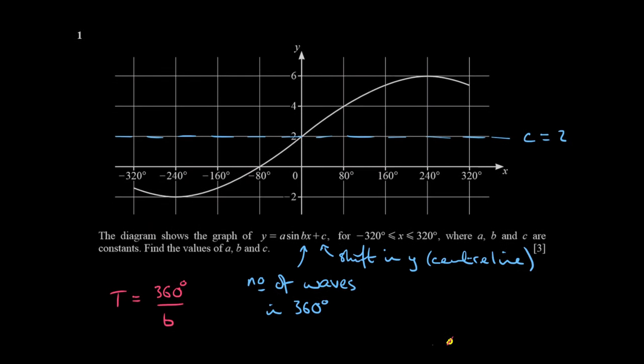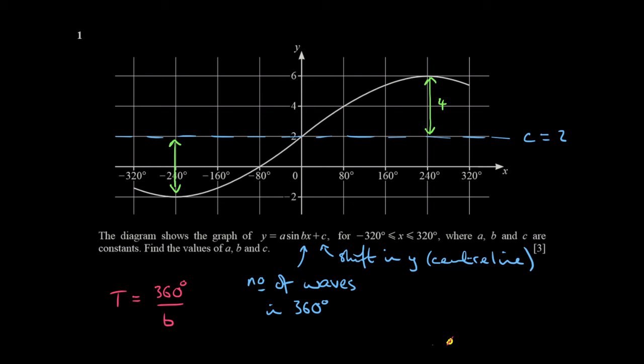All right, then lastly, what would be my a? My a is going to be my amplitude of the wave. And what is the amplitude? The amplitude is the distance from the center line up to the peak, or from the center line down to the trough. Okay, and hopefully what you can see is that that distance there is 4, right?